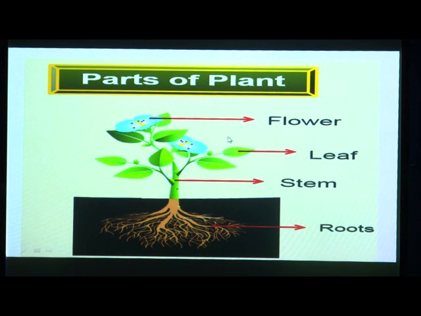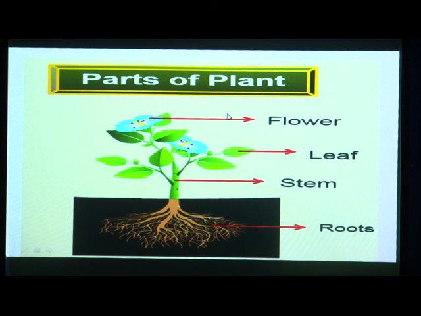The green color on the plant is called leaf, and this is the stem, or we can also call it branch. We see only the part of the plant which is above the ground. This part of the plant is called shoot. Shoot is the aerial part of a plant and it grows above the ground.